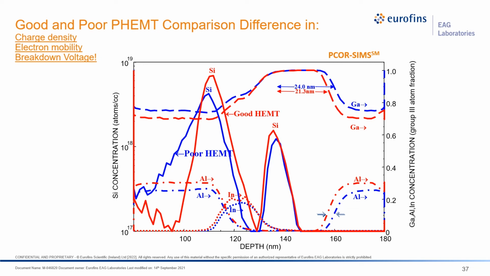This is a comparison of two PHEMT structures, and the customer in this particular case was looking for the reasons for a poor HEMT. The blue curve has a low breakdown voltage. Because we have the high resolution, we can resolve these very thin delta-doped silicon layers around the InGaAs channel region. And we see that in the poor PHEMT, the epitaxial growth spilled the silicon over into the Schottky layer, increasing its conductivity. So hence the breakdown voltage is lower.